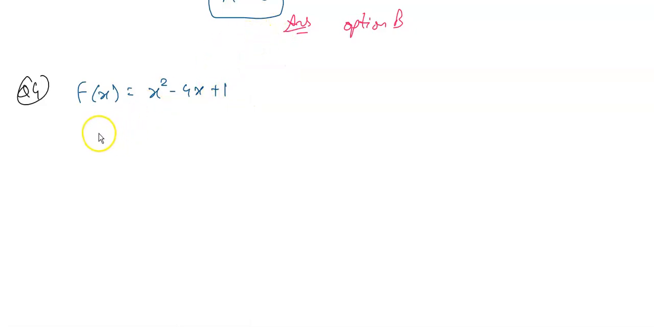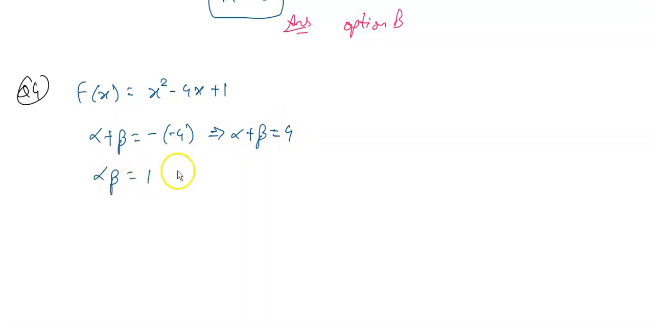So यहाँ पे sum of the roots क्या होता है और sum of the zeros क्या होता है, alpha plus beta is equal to minus b by a. So minus times of b की value minus 4 upon coefficient of x square is 1. So this implies alpha plus beta is equal to 4. Then alpha beta कितना हो जाएगा, c by a, 1.